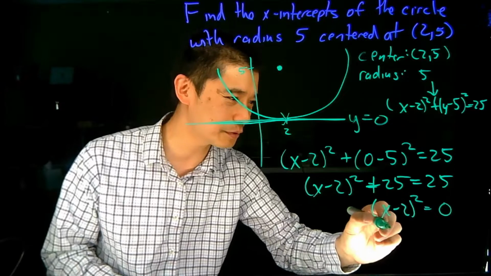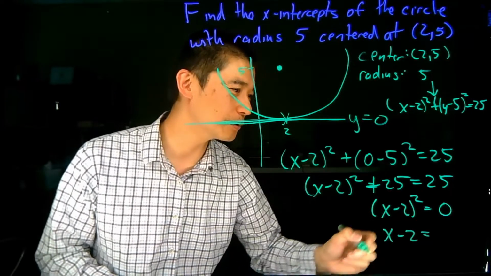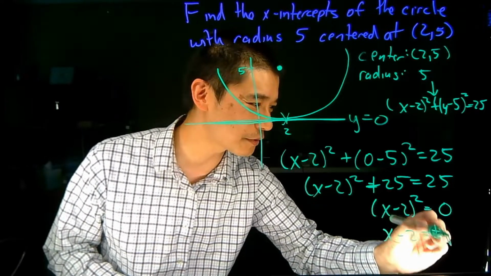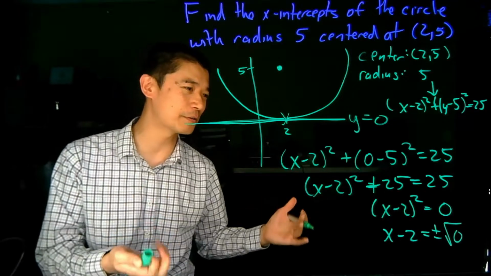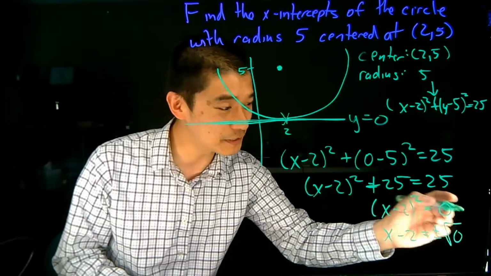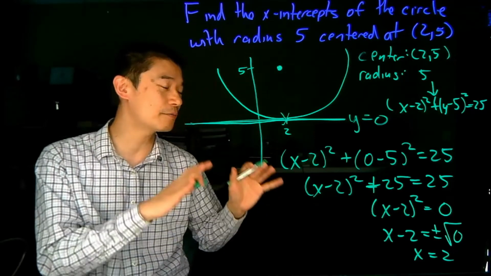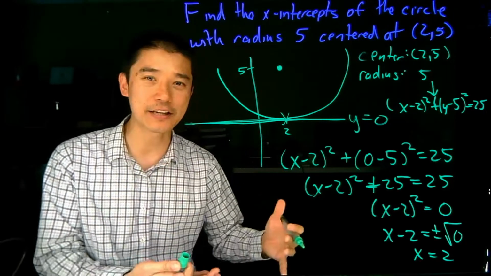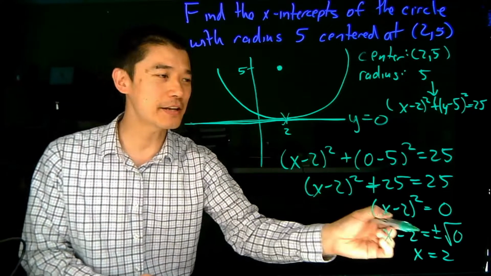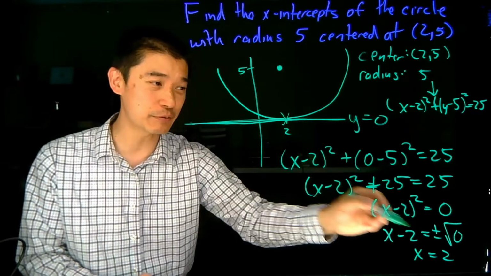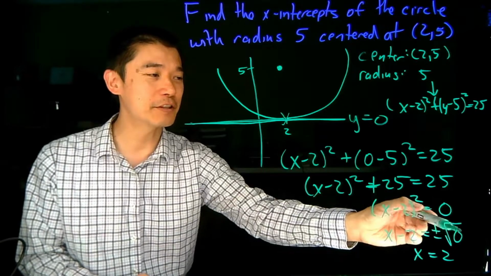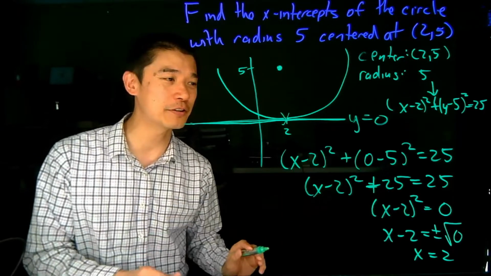Take the square root. X minus 2 is equal to, technically this is plus or minus the square root of 0, but since plus or minus the square root of 0 is the same thing, it's just 0. We just have one case. And this right here is where, once again, the algebra is telling us what's going on. The algebra tells us that there's only one point of intersection because we have plus or minus the square root of 0. If this were some other value, we might have 2 points of intersection.